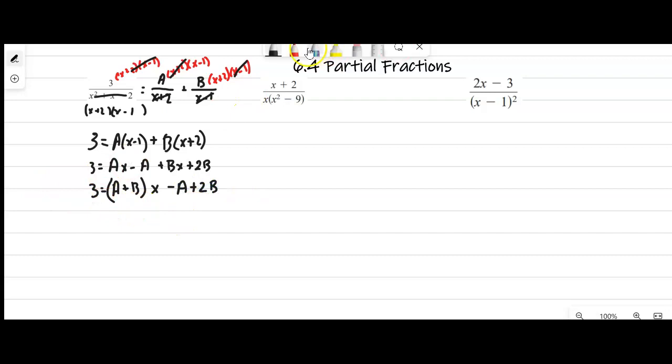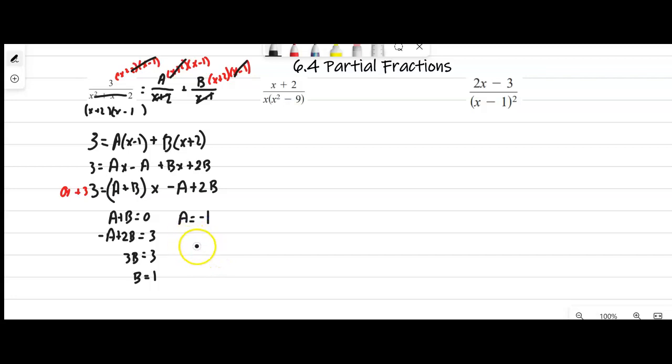Now please note over here on the left side, we have 0 x's plus 3. And what we get to conclude then is that a plus b has to equal 0, and negative a plus 2b has to equal 3, because that's our constant term, and it equals 3 over there. And then when you solve the system of equations, you can see that 3b would equal 3. If you add the two equations together, we'll find that b equals 1. Substituting back in, we're going to find that a equals negative 1.